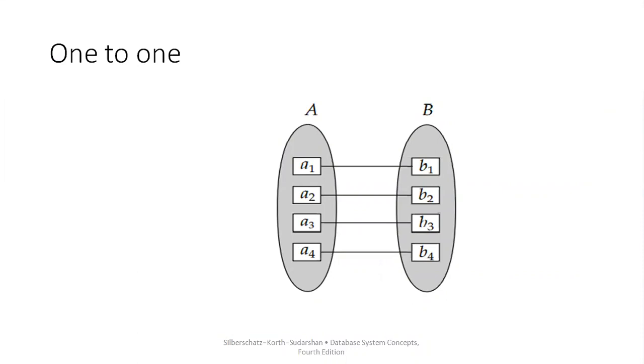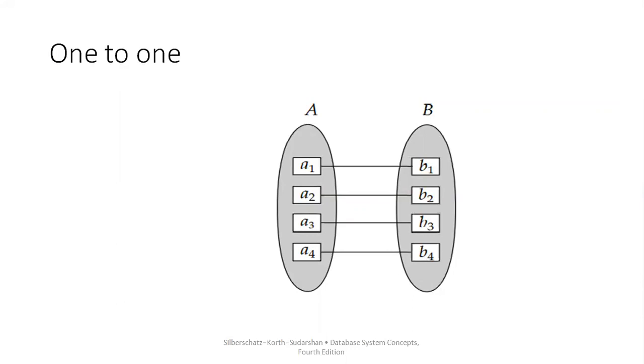Now here in one-to-one you can see there is an entity set A and another entity set B. Entity set A contains the entities A1, A2, A3, A4 and entity set B contains entities B1, B2, B3, B4. Now here you can see that an entity from entity set A is associated with only one entity in entity set B. So if one entity is associated with only one entity in another entity set, this is called one-to-one. I hope you understood this.